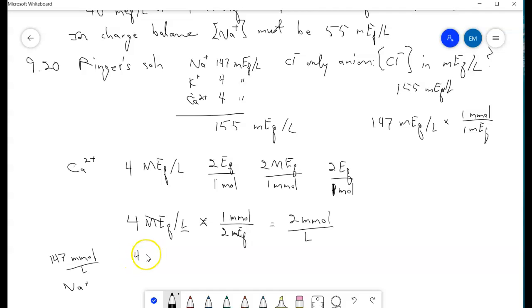Potassium is going to be 4 millimoles per liter. That's potassium. And calcium is going to be 2 millimoles per liter. So that's going to be what, 6? That's going to be, it looks like, 153 millimoles positive ions. I said cations.